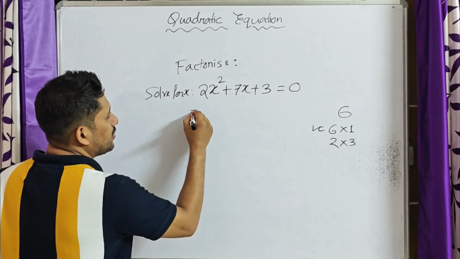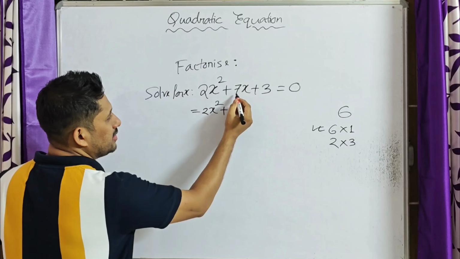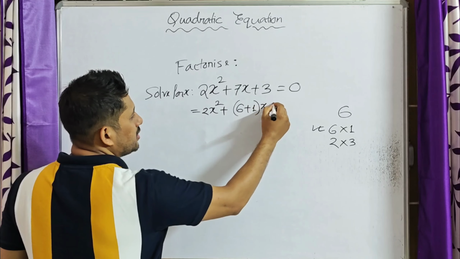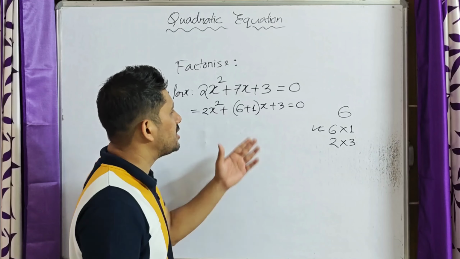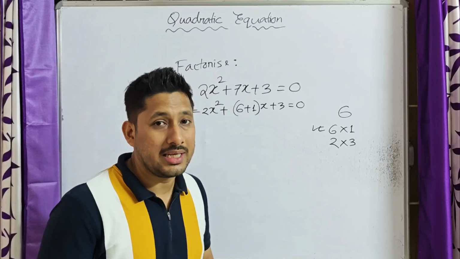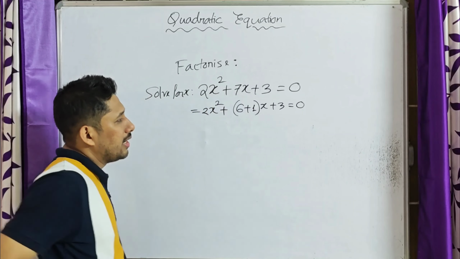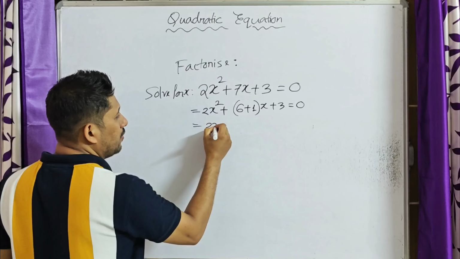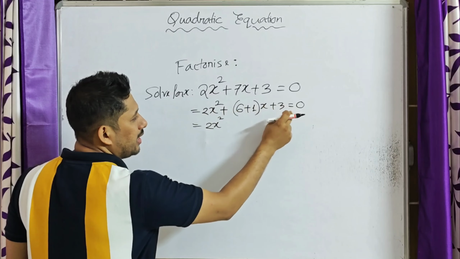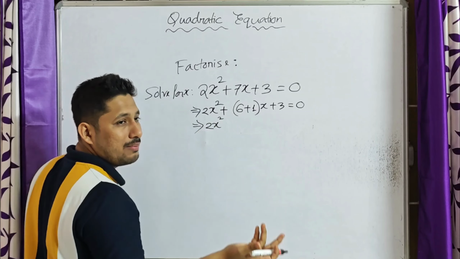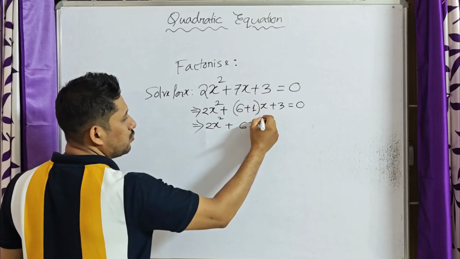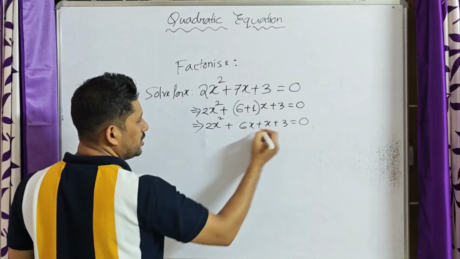So I will take 2x squared plus, instead of 7, I am splitting it as 6 plus 1 into x plus 3 equals to 0. Because I split 7 into 2 parts, that's why it is known as the middle term splitting method. Now let us remove this bracket, and by the way there cannot be two equal signs, so this has to be square, this has to be implies. Now 2x squared plus 6 into x plus 1 into x plus 3 equals to 0.